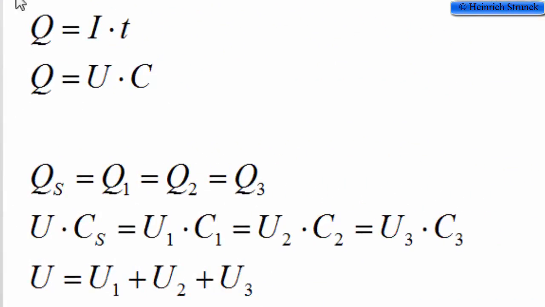We know basically that the charge of a capacitor is, for example, the current multiplied by time, or it is the voltage across the capacitor multiplied by the capacitance of the capacitor. Then we can calculate the charge.